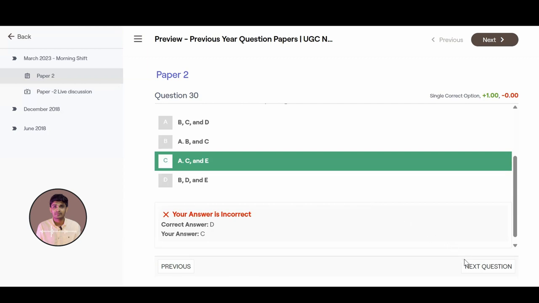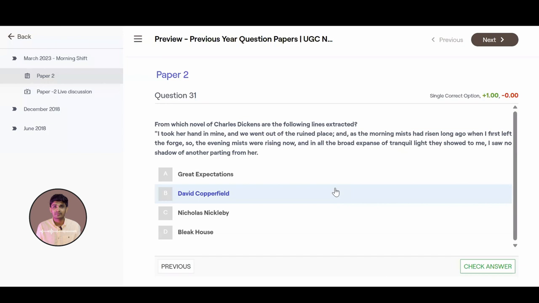It takes us to the 31st question. From which novel of Charles Dickens are the following lines extracted? Read along with me, okay? I took her hand in mine, and I went out of the ruined place, and as the morning mist had risen long ago, when I first left the forge, so the evening mists were rising now, and in all the broad expanse of tranquil light they showed to me, I saw no shadow of another parting from her.